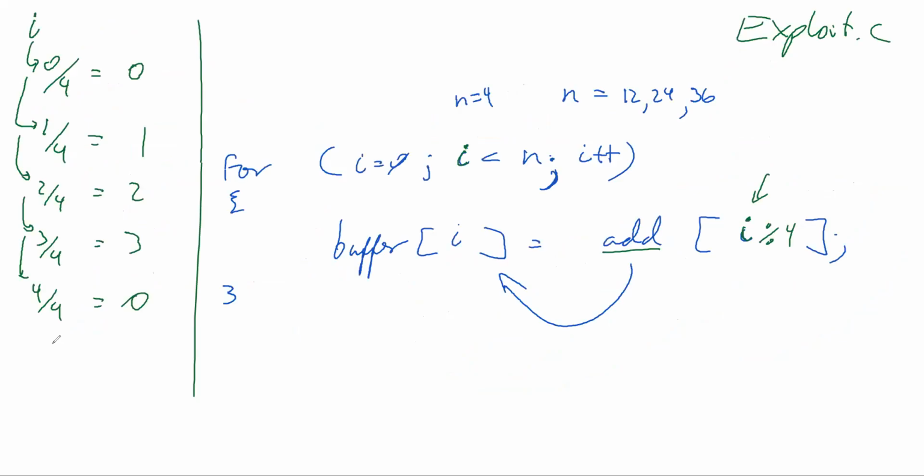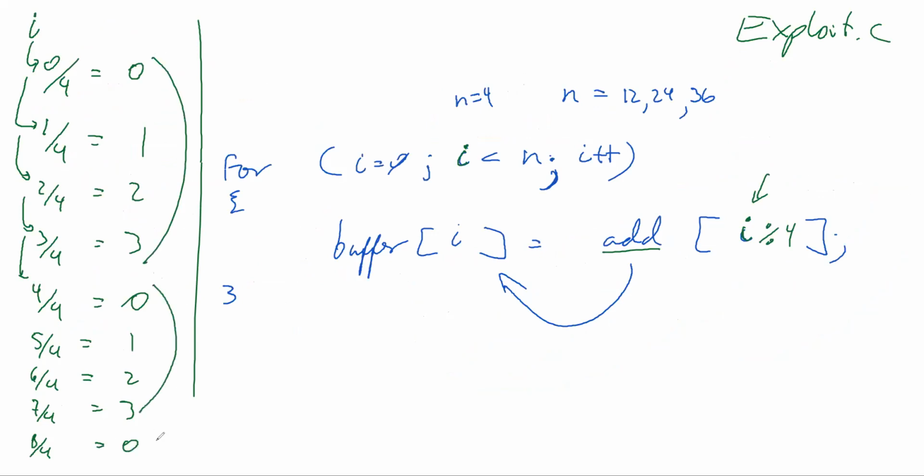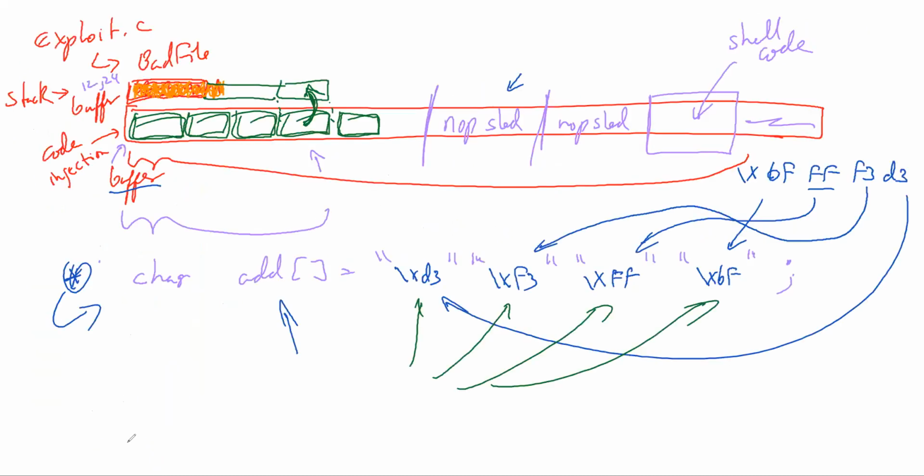Yeah, let me just finish this one. So if I do 5 mod 4, it'll be 1. If I do 6 mod 4, it'll be 2. 7 mod 4, it'll be 3. 8 mod 4, and now it goes back to 0. So as you can see, 0 to 3, 0 to 3, 0 to 3. With this approach, out of these 4, I can repeatedly assign them to the index positions of buffer, and I can effectively create that. Okay.